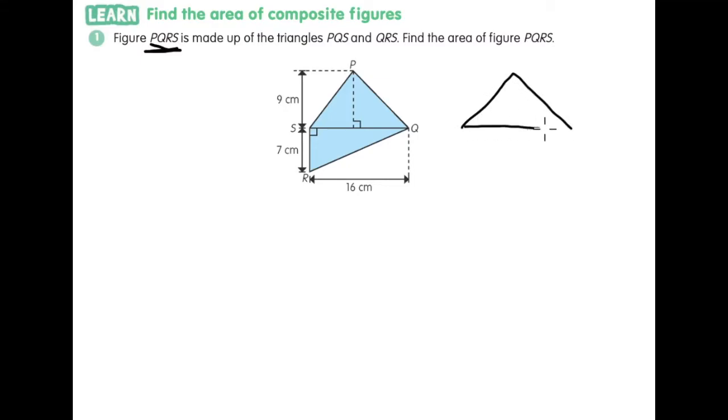Looks something like this. We can see that the height of this triangle is 9 centimeters, and we know that the base is 16 centimeters. The triangle that is below, I'm going to flip it so that it looks like we have a base and a height. It would look something like this. Our height of this was 7 centimeters, and the base was 16 centimeters.